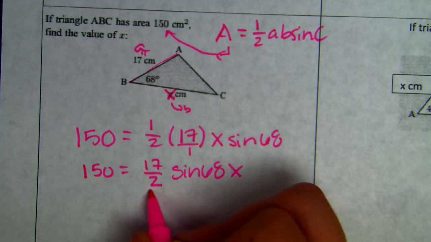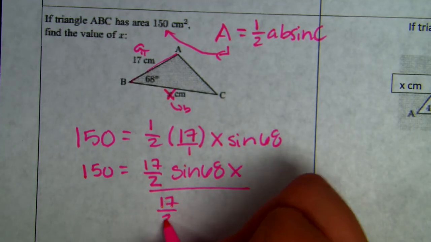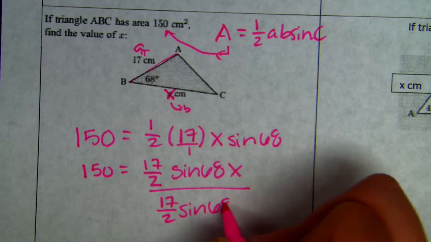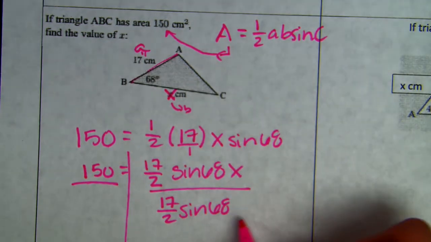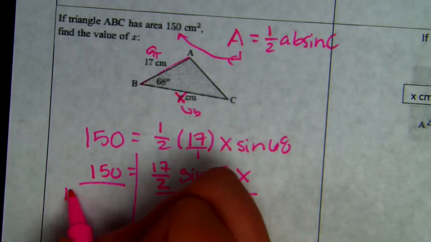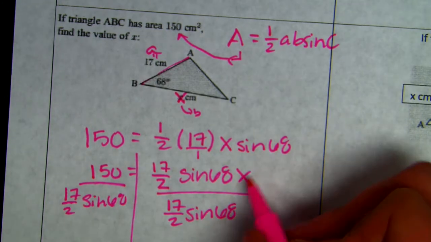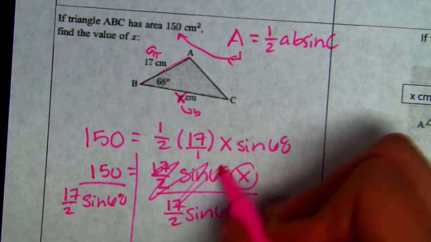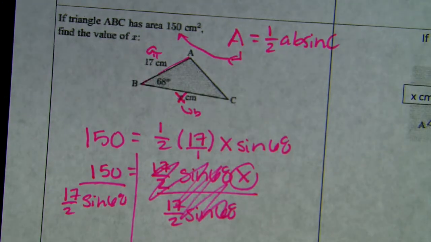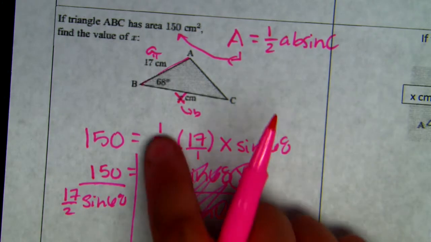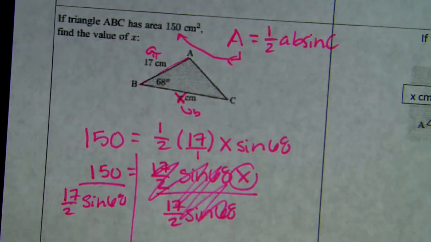So now I can divide both sides by 17 over 2 sine 68. If I divide this side by something, I have to divide the other side by that times sine 68. Reminder that I'm just trying to get that x by itself. So you can do that in any combination you want. The first time I did it, I just divided by 1/2 times 17 times sine 68. So you can really do it in whatever way you want.